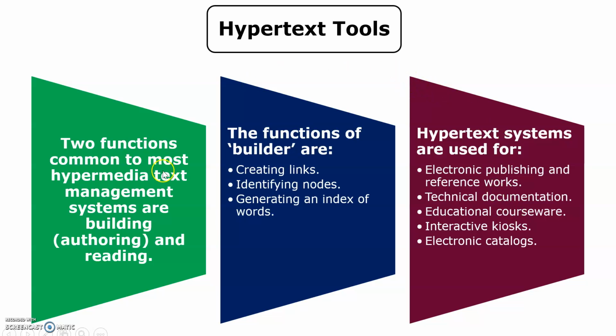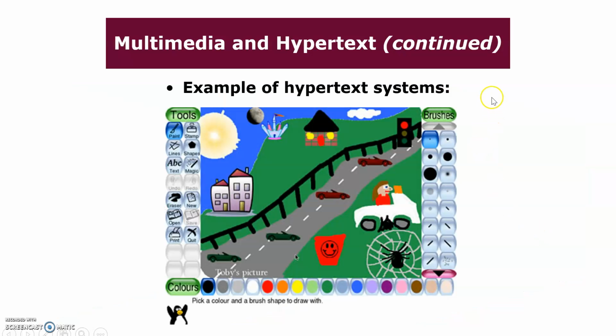For hypertext tools, two functions common to most hypermedia text management systems are building and reading. The functions of the builder are to create the links, identify the nodes, and generate an index of words. Hypertext systems are used for electronic publishing and reference works, technical documentation, educational courseware, interactive kiosks, and last one would be electronic catalogs.